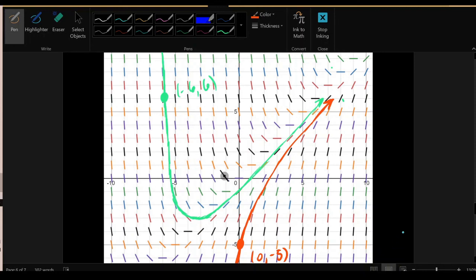So that concludes today's material. We talked about solutions to differential equations, what a solution is, and how to determine if a given function is a solution. Then we introduced slope fields, and we discussed how to graph solutions on slope fields, passing through specified initial points.